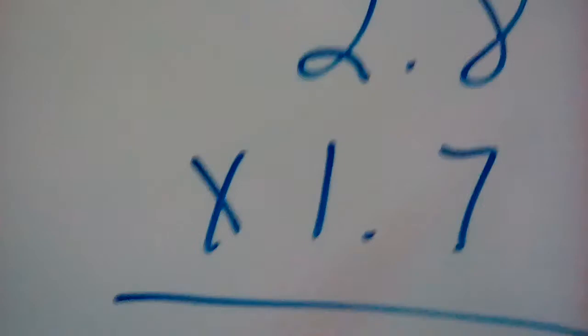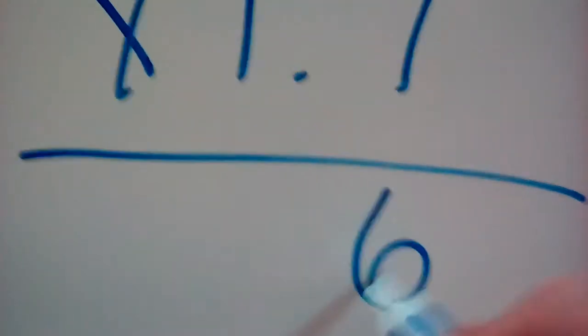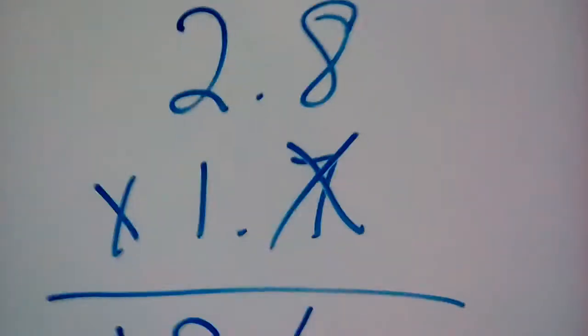So 7 times 8 again is 56, so we put down the 6 and carry the 5, right? We're not ready for that 1 yet, so we're just looking at this. So 2 times 7 is 14, plus 5 more is 19. So there we go. I'm done with that number. Now I'm going to look at the 1, right? This is 1 times 8. Oh, what do I need to put here first?